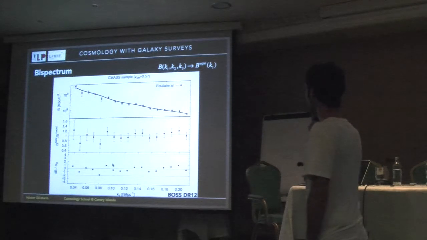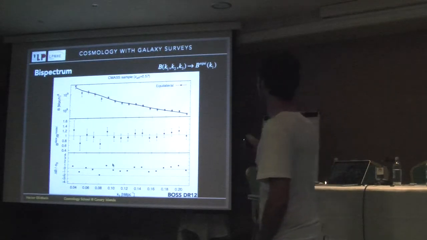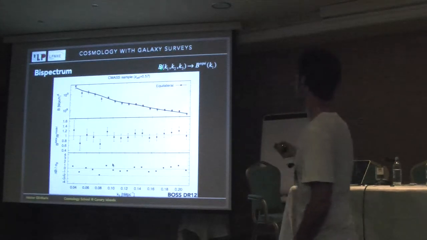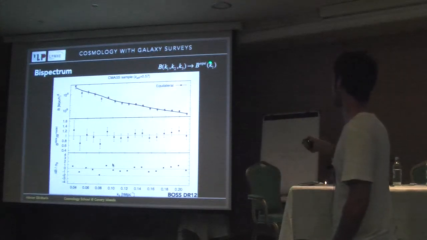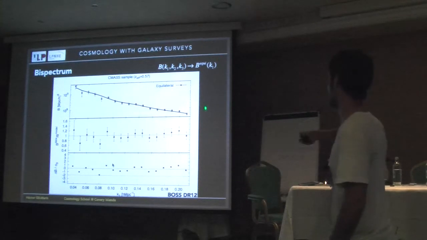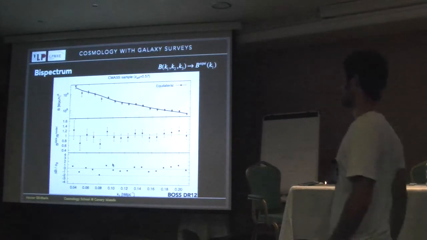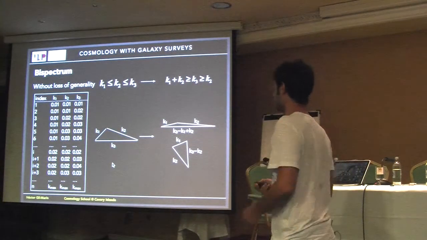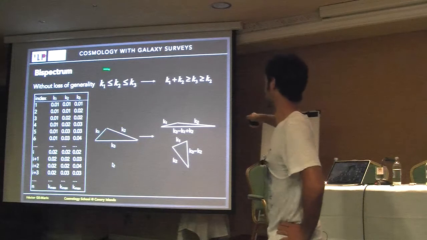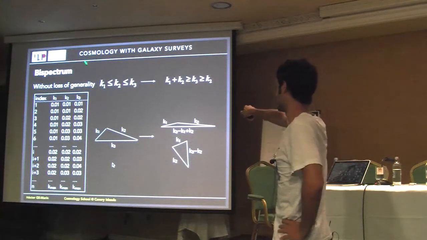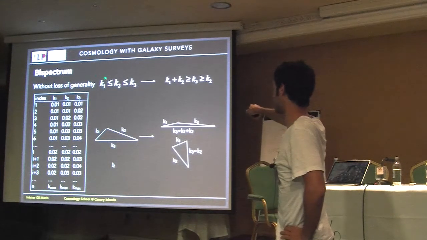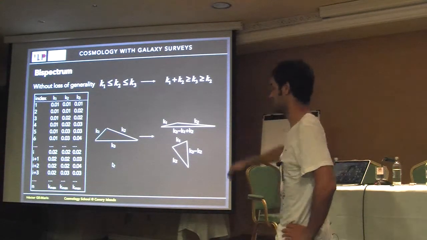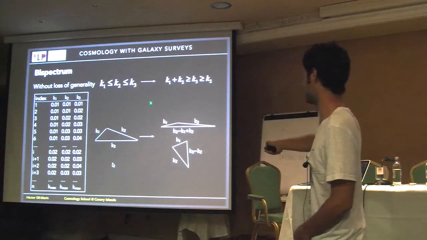So another way of looking at it is to think about the equilateral bispectrum. An equilateral bispectrum is a bispectrum with k1, k2, and k3 all equal, and then we just have one argument, and we can plot the bispectrum just like a power spectrum as a function of one argument. Following this idea, we can express the bispectrum by setting this: we call the smallest k k1, the second smallest k k2, and the largest k k3, without losing any generality, just by definition.